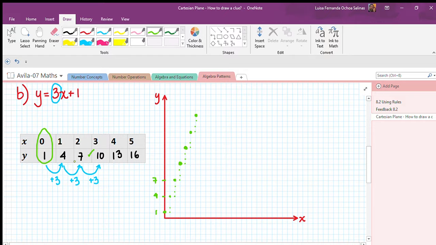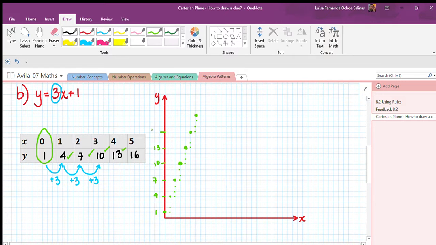So this one is working, this one is working. What about this one? 3, 10. So I'm in 3 here, 7, 8, 9, 10. Yes, perfect, beautiful. Next one, 4, 13. Yes, it works. This one is number 13. What about this one, the last one that I had in my table here? 5, 16. 14, 15, 16.